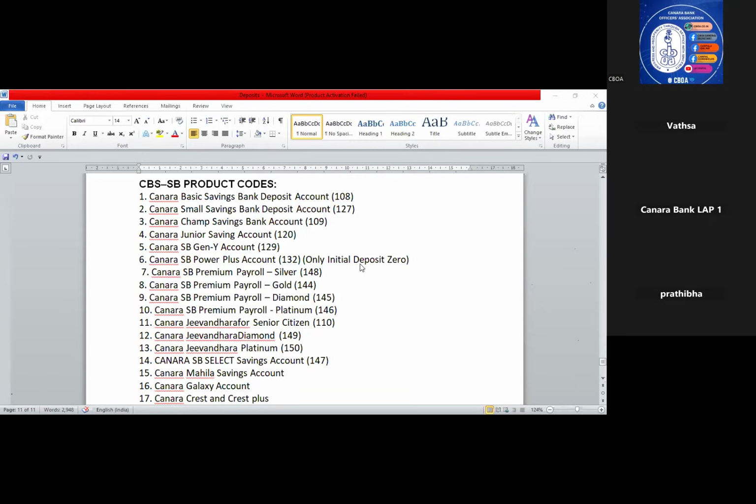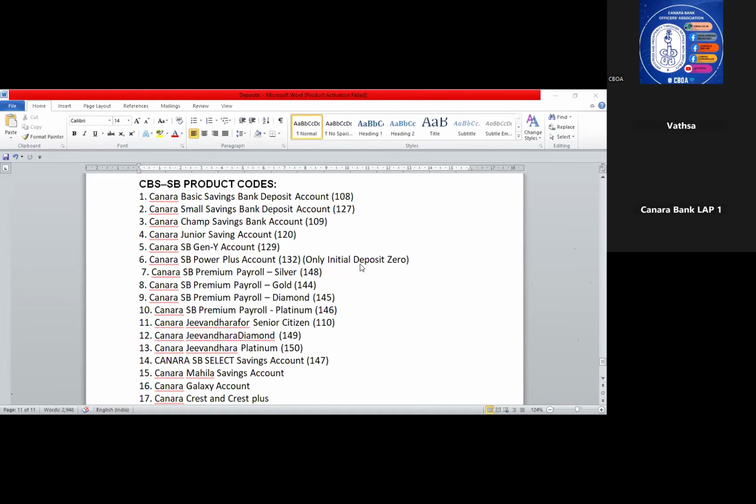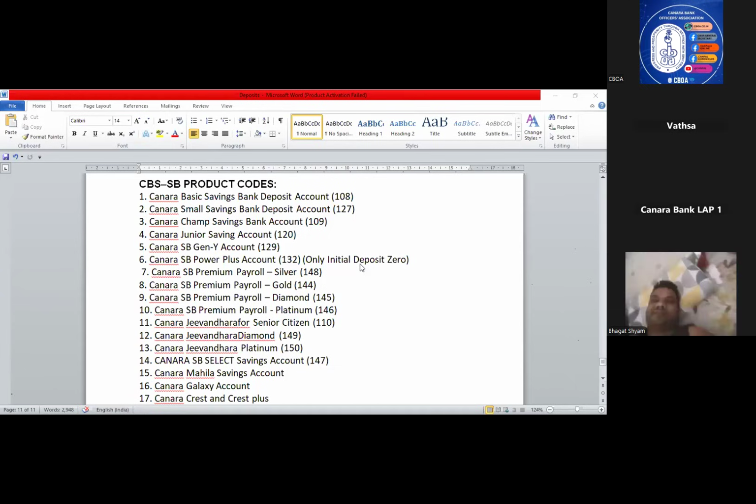Canara Junior Savings Account 120 is the product which we open for children above 10 years who can self-operate their account. After getting the declaration from the parent, we open the account and allow them to operate it. No checkbook facility. Junior ATM card can be given. With the junior ATM card or in the branch, they can withdraw only 5,000 per day. SMS should go to the parent. That is the junior savings account.